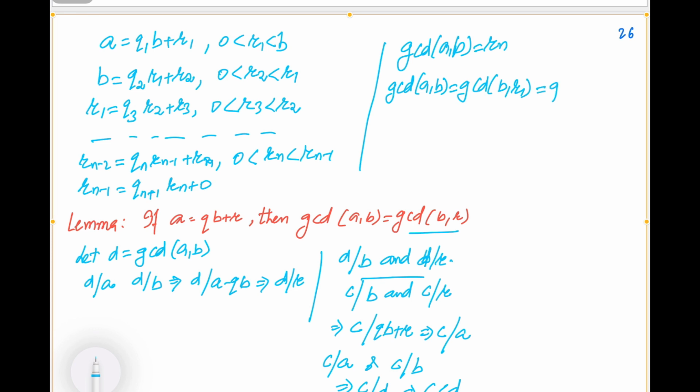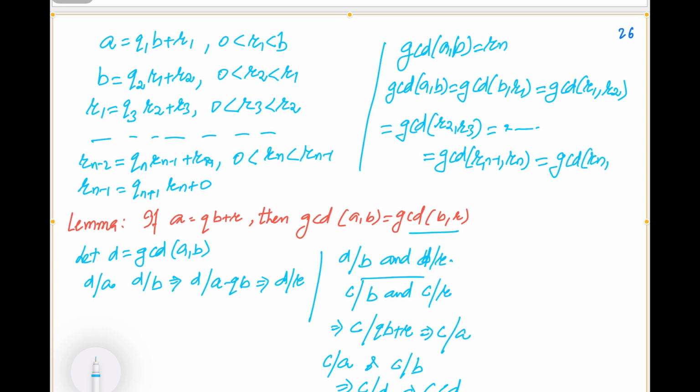which equals GCD of R1, R2, which equals GCD of R2, R3, and so on, equals GCD of Rn minus 1, Rn, equals GCD of Rn, 0, which is Rn. So hence GCD of A, B is Rn. Required answer.